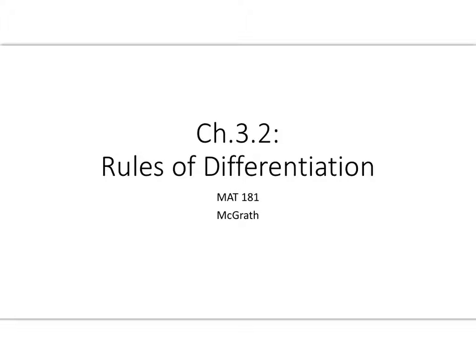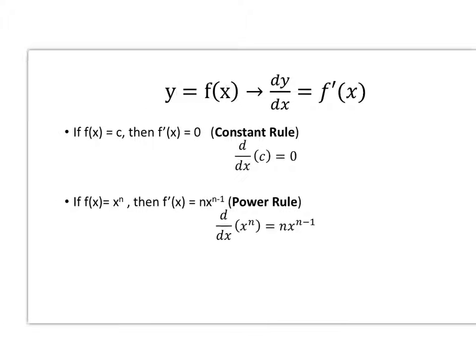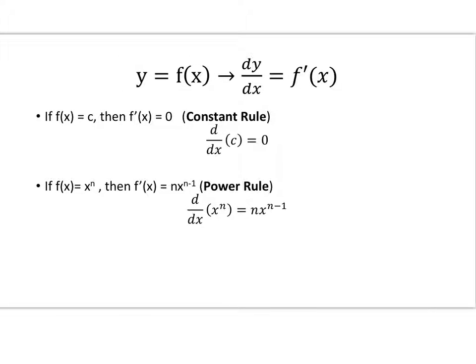Okay, so in our last section we talked about the formal definition for derivative, which is taking a limit of the difference quotient, and it can get a little messy as we do some of those. So in this section we're going to learn some shortcuts. So the first two shortcuts we have, remember if I have a function y equals f of x, dy dx is equal to f prime of x represents the derivative.